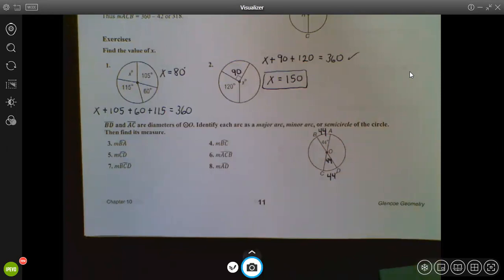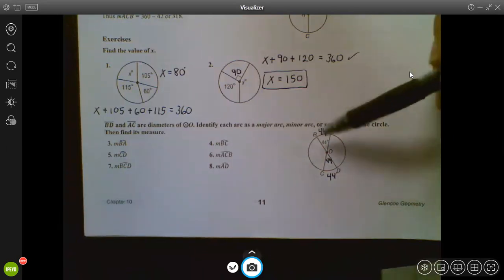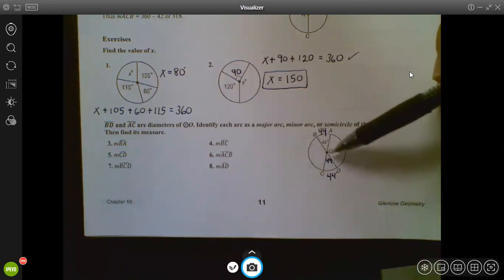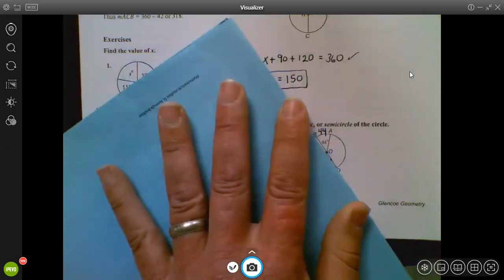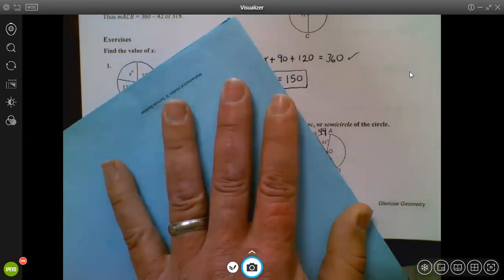Okay, here's one of the new ones that we haven't looked at yet. So take a close look at this one. When you get the diameter of a circle, like we have on this, I'll kind of block this off so you can see it. So let's just focus on BD for a minute. So BD is a diameter. And we know that diameters are half of the circle.